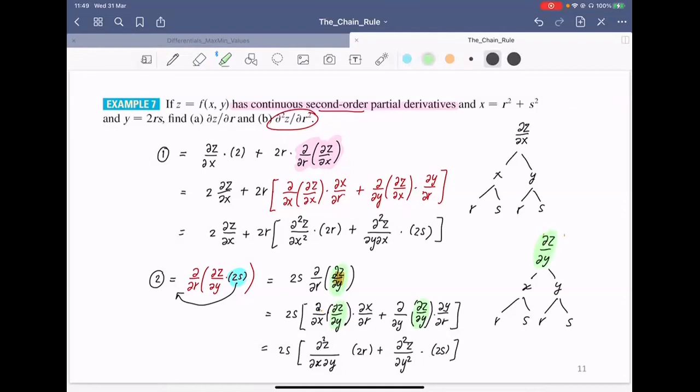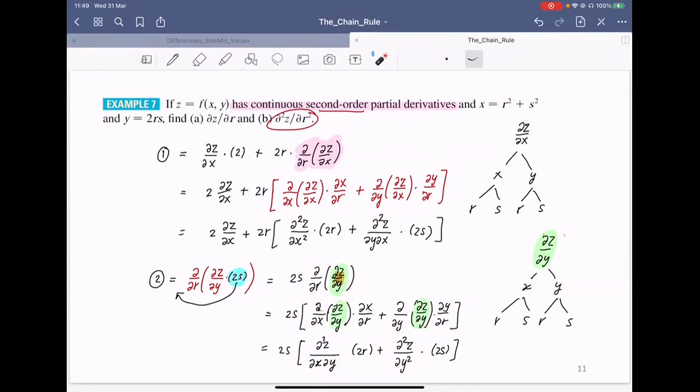But the concept is just the basic chain rule. The thing that makes it look hard is just the notation. Then in the next step I just group this thing up to be that, and group this thing up to be that, which is why I get this.